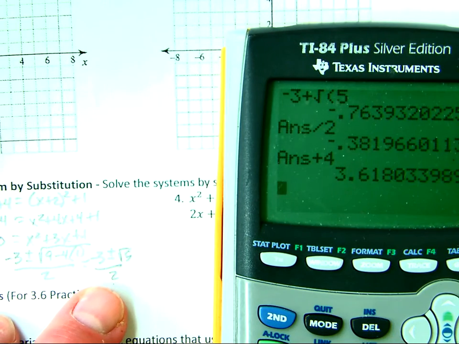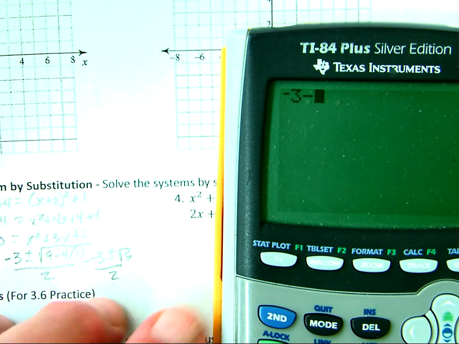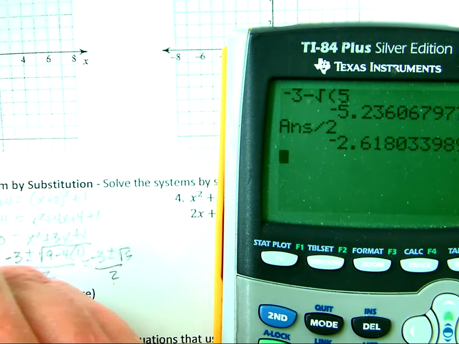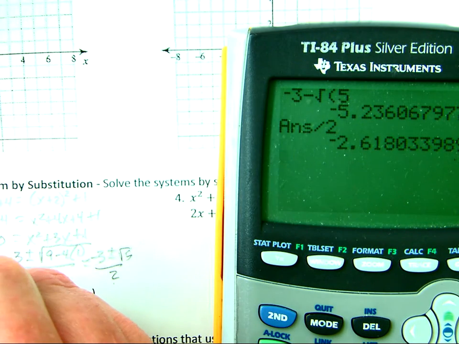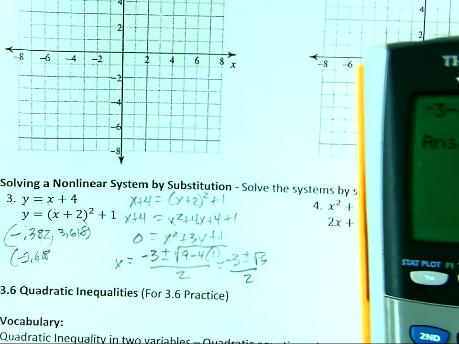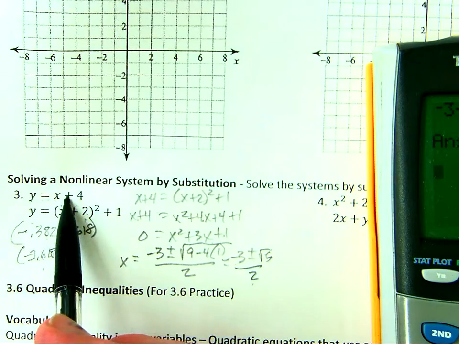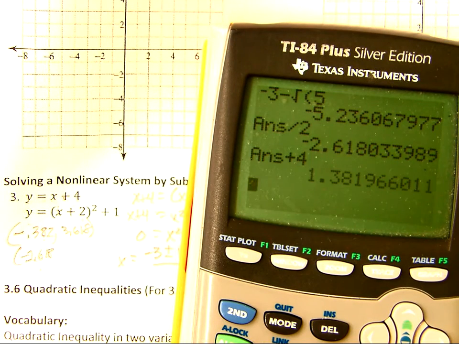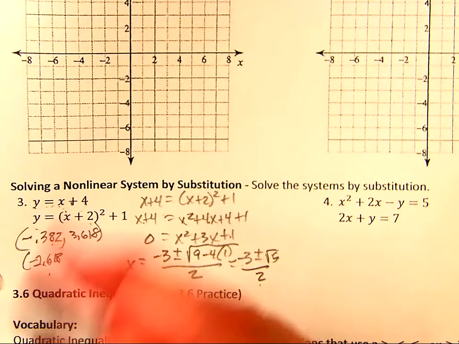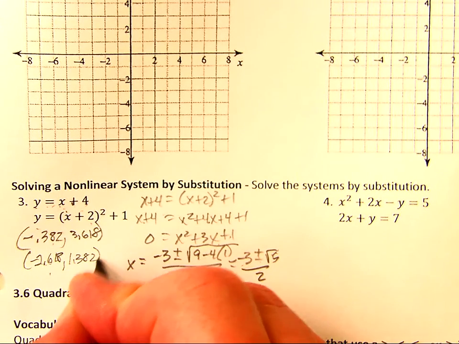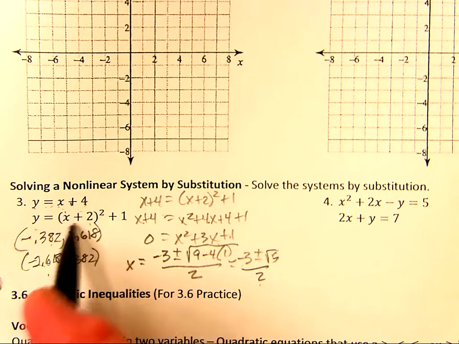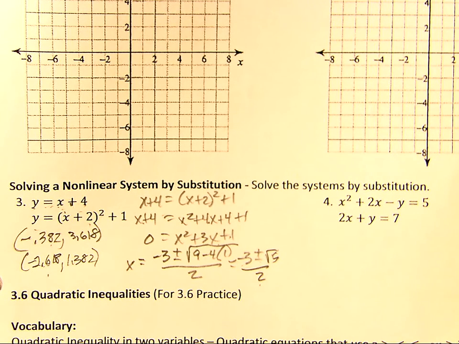Now let's do the minus part. So on our calculator, let's take a negative 3 minus the square root of 5 divided by 2. So that's a negative 2.618. Okay? Let's plug that into this equation. So that negative 2.618 plus 4. So on our calculator, where that's still on there, just hit plus 4. I get 1.382. So those are our 2 points of intersection. So once you find the x value, plug it into whichever one's easiest and find the y value.